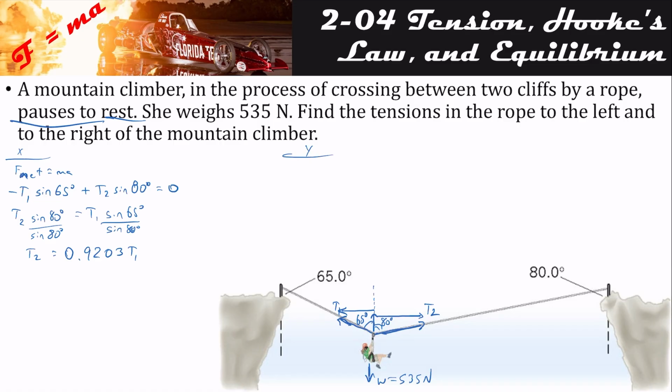If I work in the y, net force equals mass times acceleration. In the y, I have the vertical component of T1, so it'll be T1 cosine of 65 because the vertical component here is adjacent to the angle. And T2 cosine of 80. And then the weight going down. And there's no acceleration.